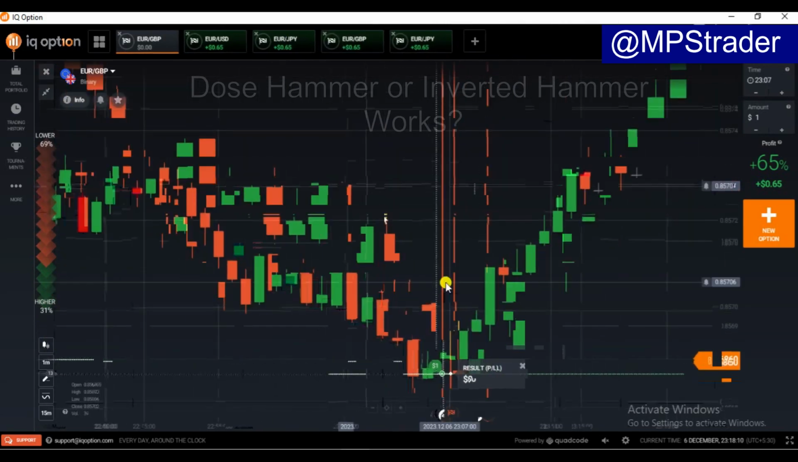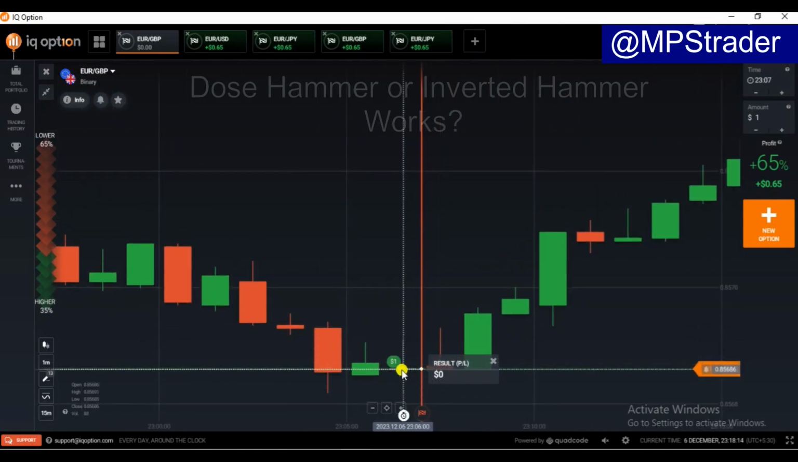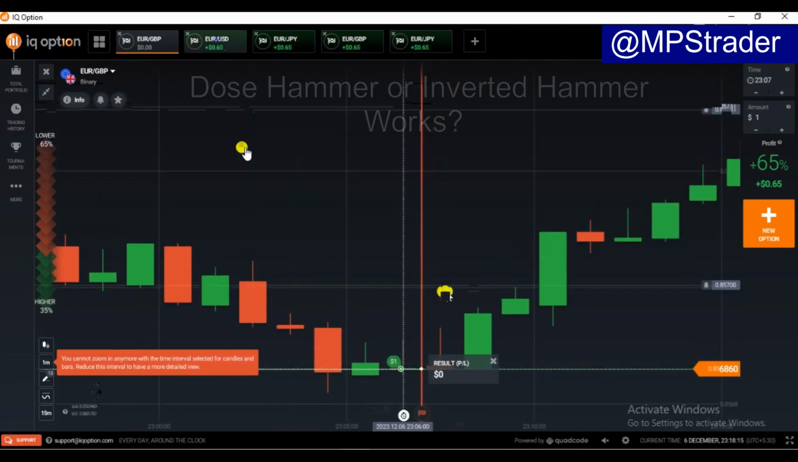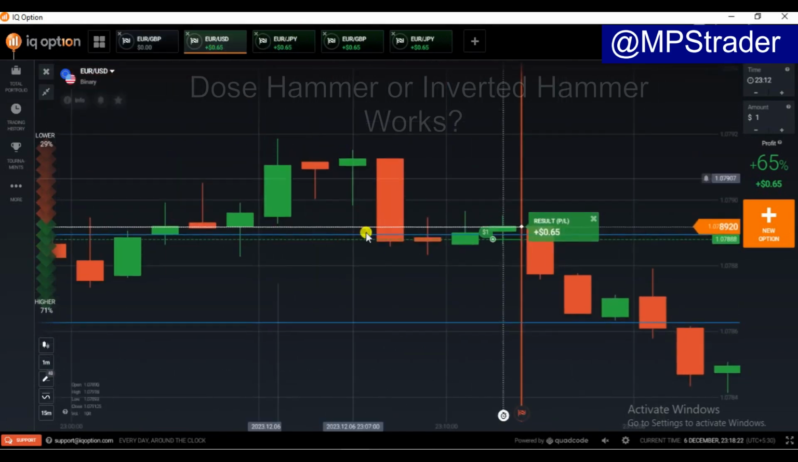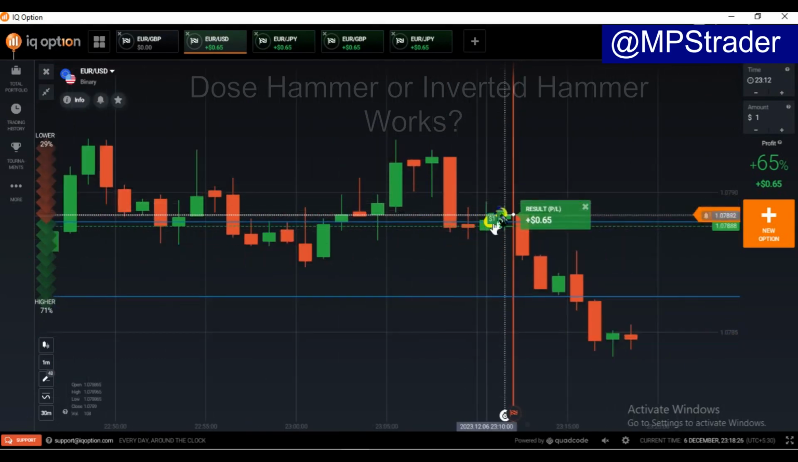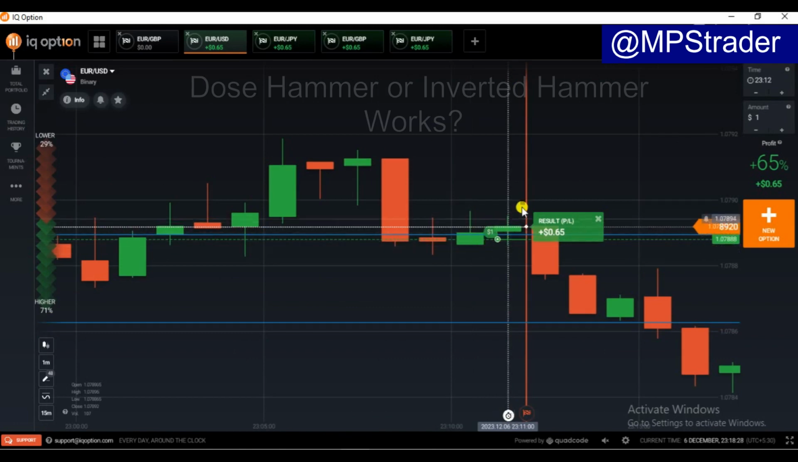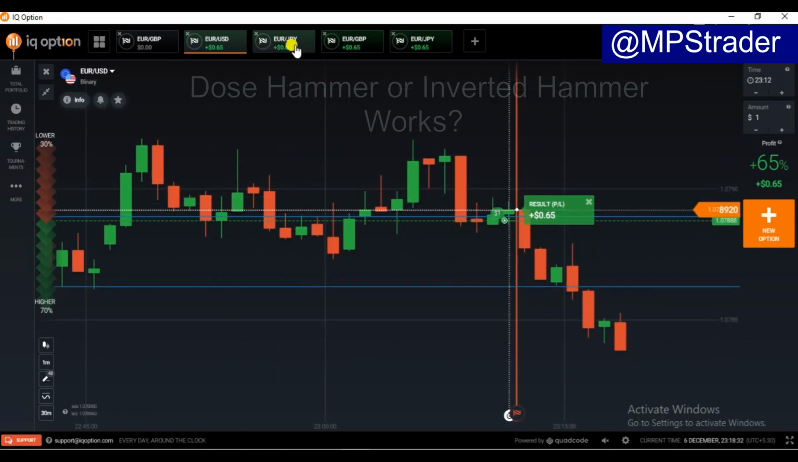So the first one was ATM, so neither win nor loss. So it reversed. See, after this hammer, the market is going reverse. So this was a reversing candle. So this hammer worked as a reversal candle. See, so you have to find whether the market will reverse or not.